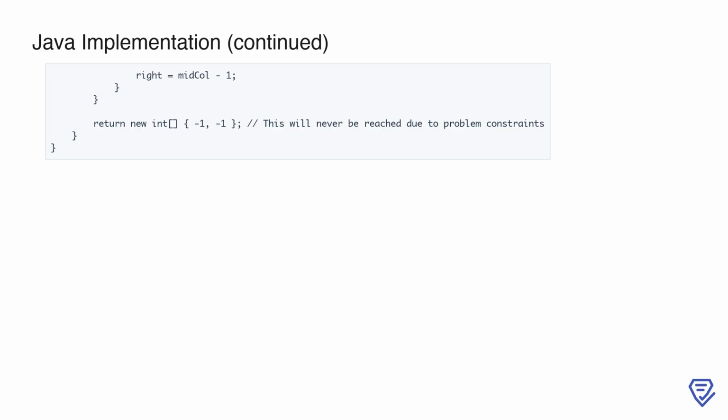The final return statement, which provides -1, -1, is technically unreachable because the problem guarantees that a peak element always exists. This ensures the implementation aligns with the problem's constraints and avoids unnecessary edge cases. With this approach, we achieve an efficient solution with a time complexity of O(rows * log(cols)), by leveraging binary search on the columns while iterating through the rows of the matrix.